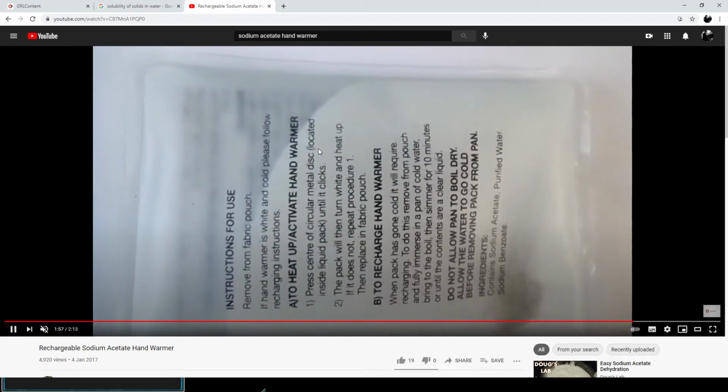So you can see here it's sodium acetate and purified water, and they put a little bit of a preservative in there as well. And you can see here there's actually instructions. When it's cold, you just put it in boiling water until it's liquefied again, and then you can reuse it over and over and over again. So it's rechargeable, doesn't use electricity at all, and that's all it is.